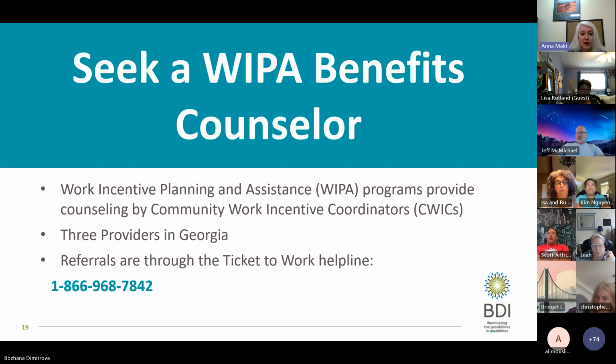Definitely would encourage you to have a benefits navigator, a WIPA benefits counselor. This is determined by area, and all referrals are taken through the Ticket to Work helpline. So we have 3 different providers in Georgia. BDI has a WIPA program serving 54 counties, and again, we accept referrals through the Ticket to Work helpline, 866-968-7842. Next slide, please.